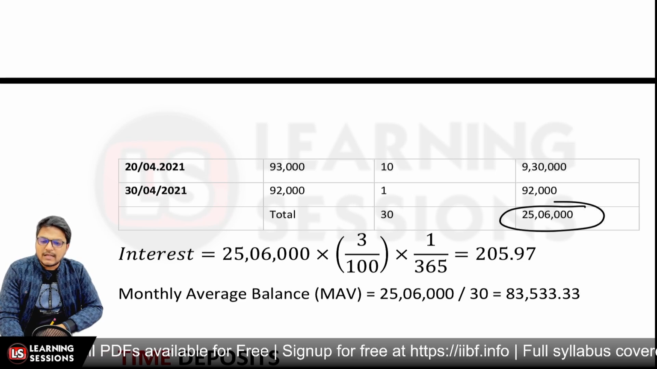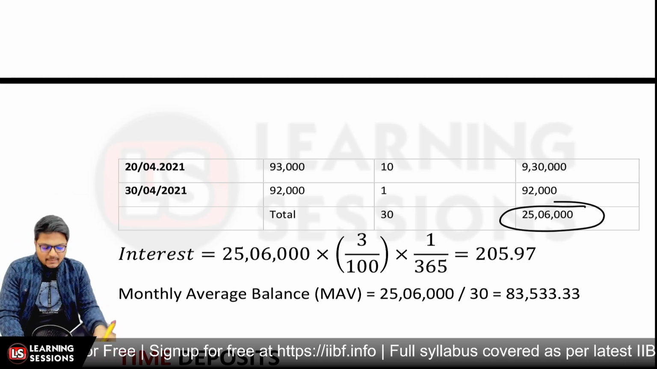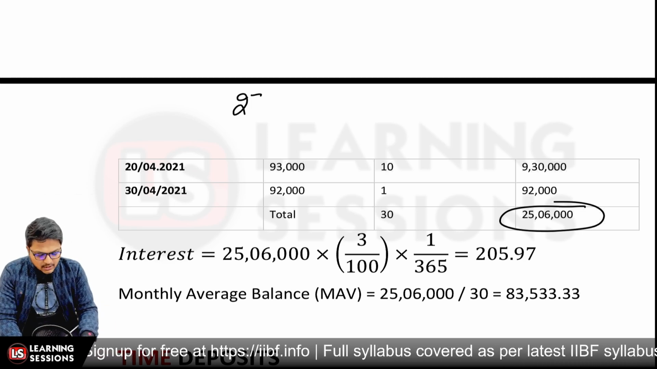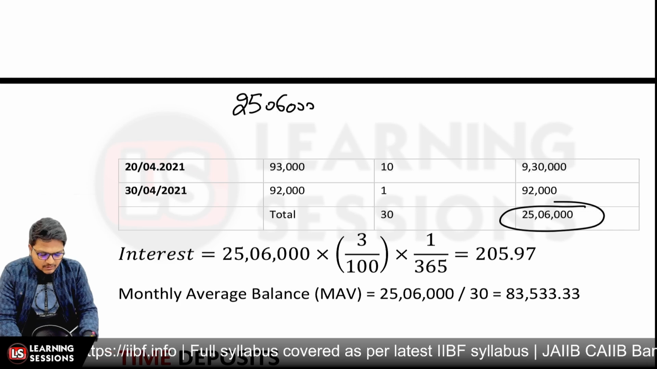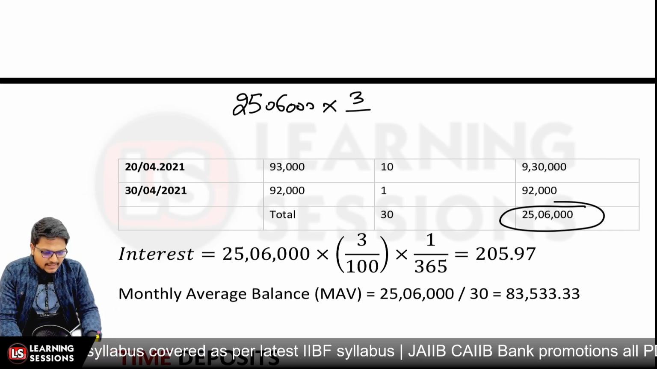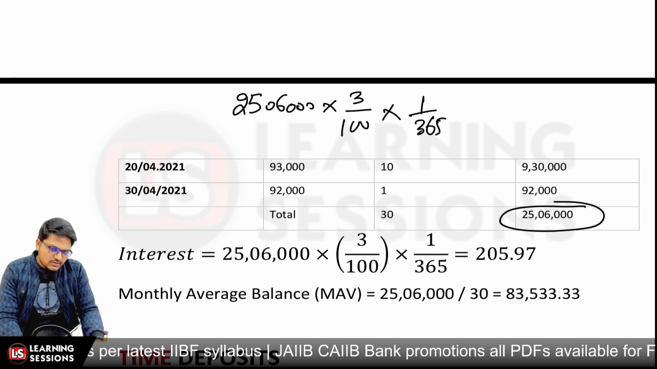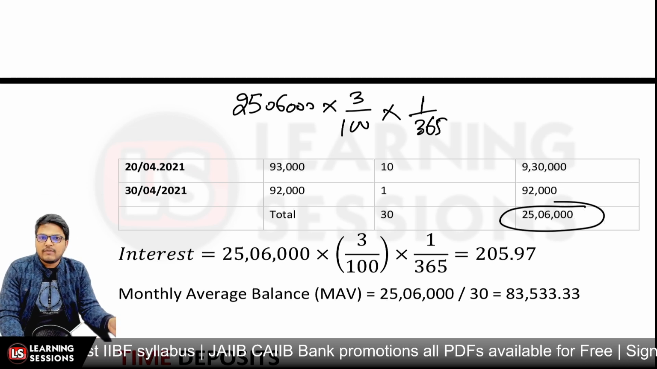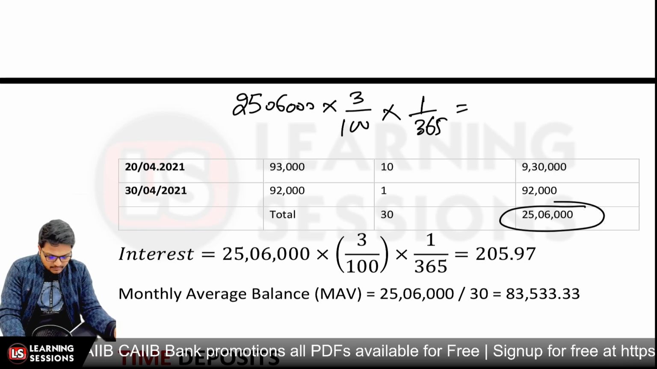Now how can we calculate the interest part? Simply by multiplying by whatever interest is applicable, like 3% interest. So it is 25 lakh and 6,000, multiplied by 3%, that is 3 divided by 100, and further, because interest is given on a daily basis, per day interest is 1 divided by 365, and accordingly we calculated the total interest amount monthly.